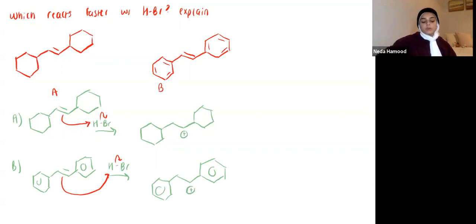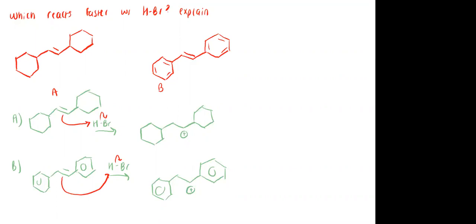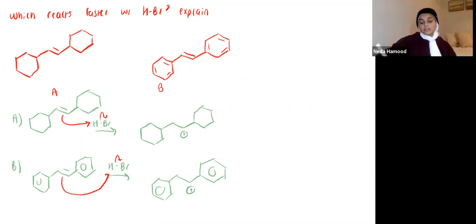So which one forms a more stable carbocation intermediate? What do you guys think? Is it B? It is B, because these benzene rings over there are stabilizing those carbons in between. So B is going to react faster than A, because B produces a more stable carbocation intermediate that is stabilized by resonance.